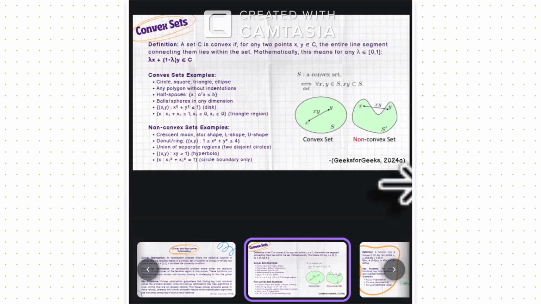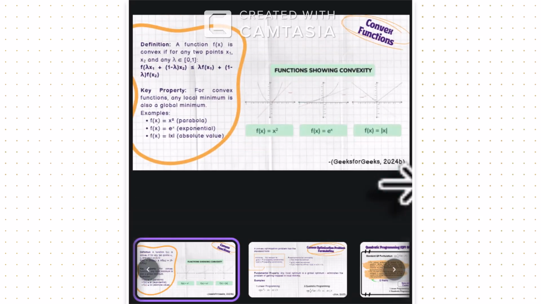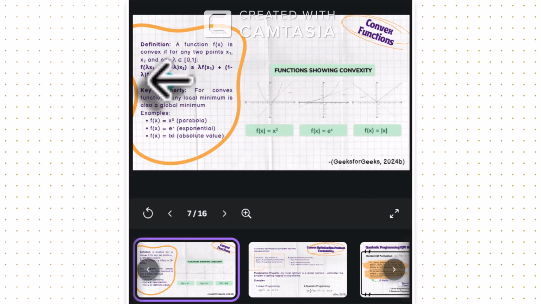As we talked about convex sets, we also have the concept of convex functions, which play a central role in optimization. So a function f(x) is convex if for any 2 points x1 and x2 and for any value of lambda between 0 and 1, the following condition holds. The function at lambda times x1 plus 1 minus lambda times x2 is less than or equal to lambda times f of x1 plus 1 minus lambda times f of x2.